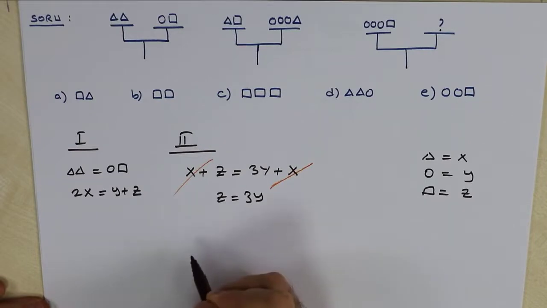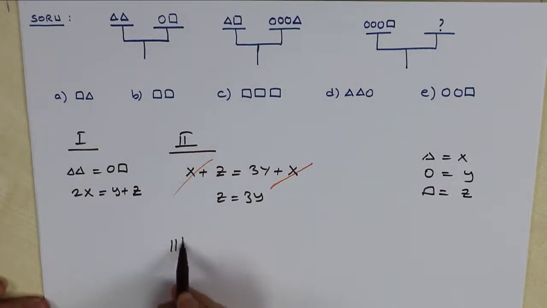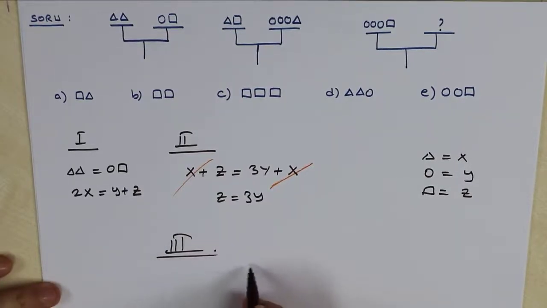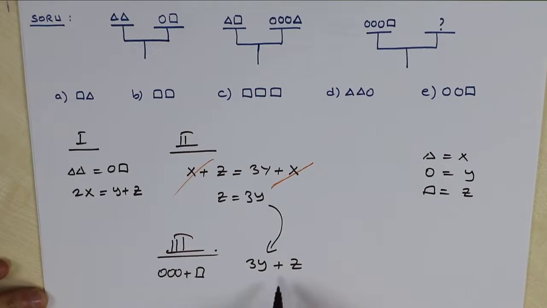We have 3y plus z equals, because we have three circles plus one square, so this one equals to what? Let's try to replace from the previous equation. Z equals 3y, so we can take z plus z equals 2z, and this is a possible answer.